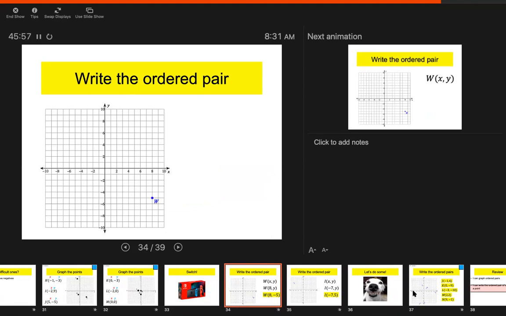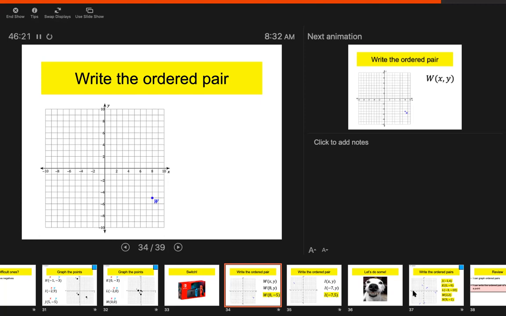So if I start at the origin, I got to get to the blue dot here. You said the first number is left, right, or up and down? Left, right. So I need to go left or right. Which direction am I going to go? Right. I'm going to go right until I'm directly above the point. What's that number right there? Eight. So I went right eight. So there's my first number.